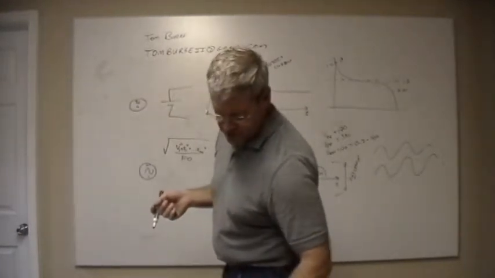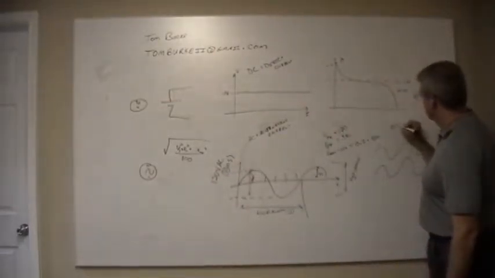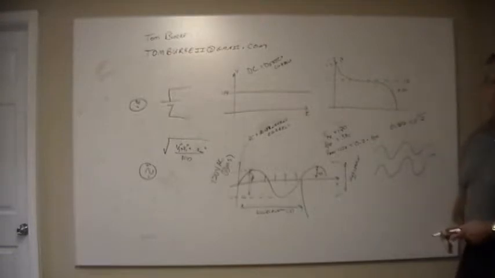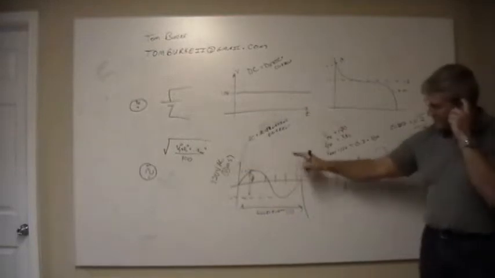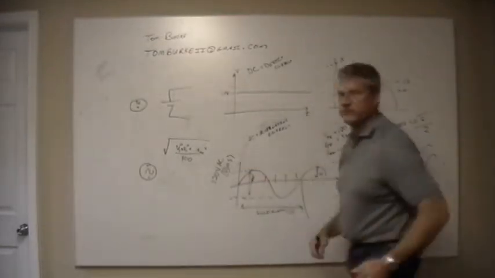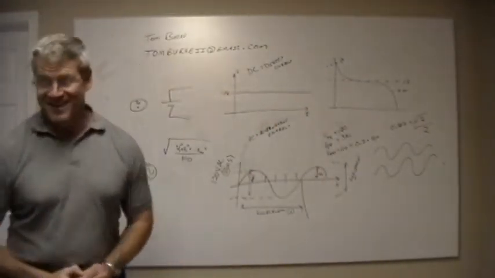Because it's actually 0.707, which is the square root of 2 over 2. Yes, it's square root of 2 over 2 of that. Thanks. I don't do AC often.